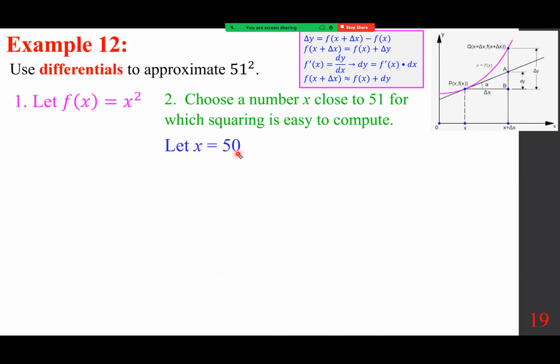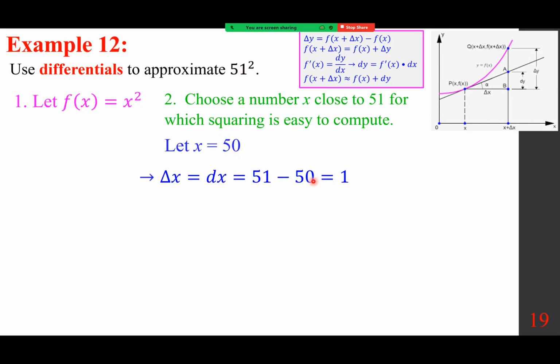And because there is 1 0, you put 2 zeros. That's how you do that. And so we can go through the process. As we can see, we want to go from 50 to 51. So we're going to go up by 1. So delta x or dx is positive 1 because 51 minus 50 is 1.